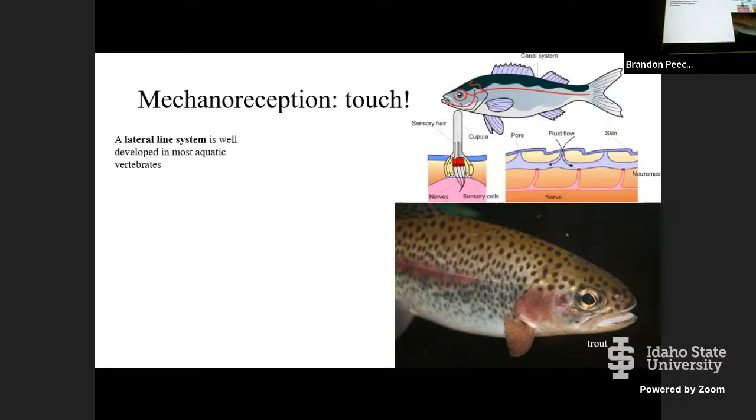Almost every single solitary vertebrate that lives in the water has this sort of lateral line. So what that looks like is the water that it's living in is constantly just passively moving in and out of the lateral line system.